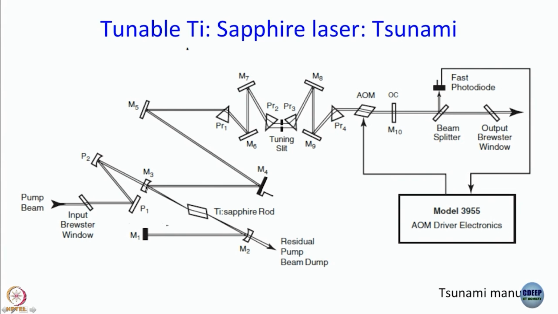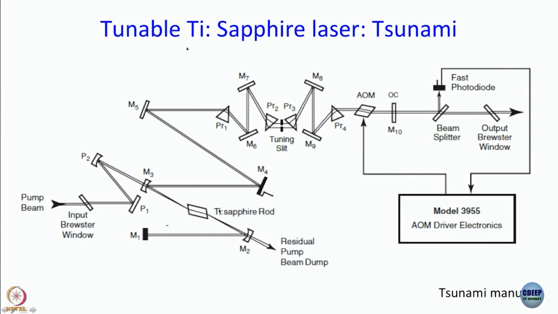Then see, it is going through M3 for the same reason that I discussed when we talked about the Kapteyn-Murnane design. M3 again is a dichroic mirror, allows green to go through, reflects red, and it is more or less coaxial. So, it goes, hits the sapphire rod, and then it goes straight. I am talking about the pump beam now. Pump beam goes through M2, which is again a dichroic mirror, and then there is a beam dump. That is where it hits, and then it has no further role.